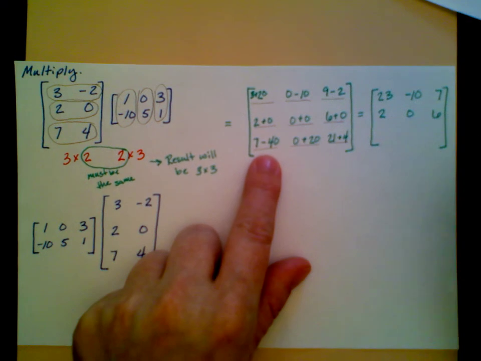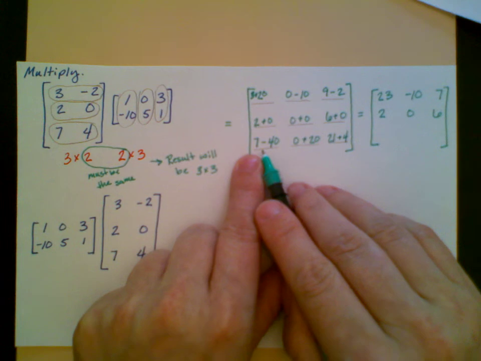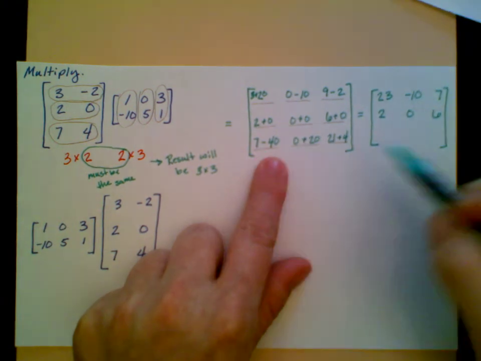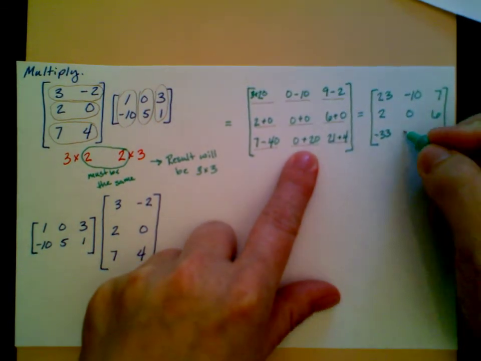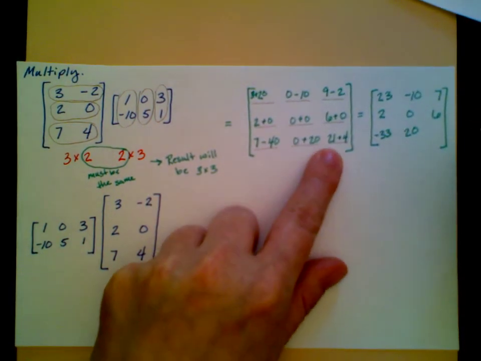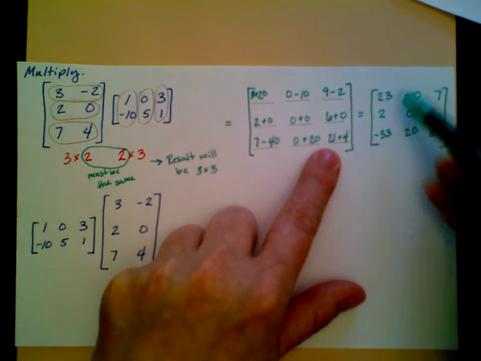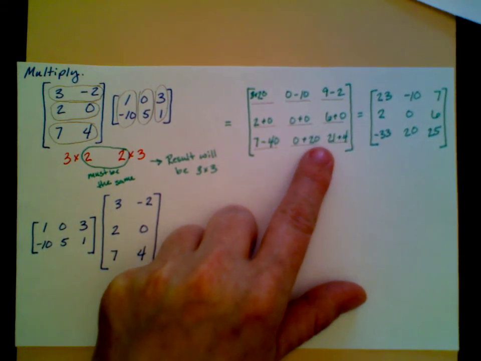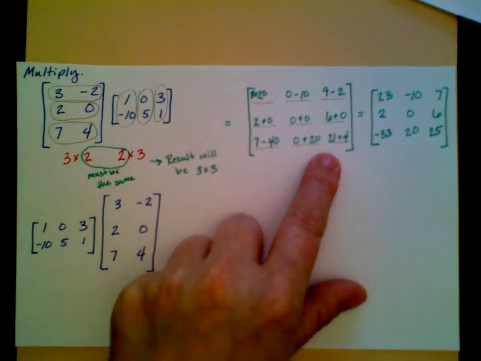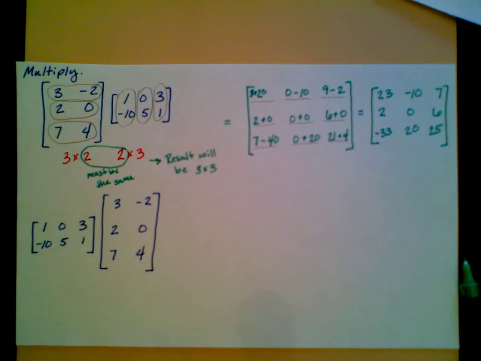All right, and then finally I just need to reduce these to single numbers. 7 minus 40 would be negative 33. 0 plus 20 is 20. And 21 plus 4 is 25. And so there is my result matrix. Once you know how to multiply a row times a column, finding the entire matrix is not that bad. It's just multiplying lots of rows times lots of columns.